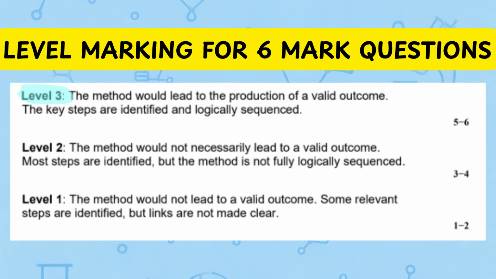And level three, which I know you're wanting to achieve, you want to be the best of the best. Level three is the top marks, 5 to 6 marks. The method would lead to the production of a valid outcome. The key steps are identified and logically sequenced. So basically, you've got a perfect method that perfectly describes everything I mentioned before about what I would be including in your answer, and I can't really fault it. There's nothing that is incorrect in that method.